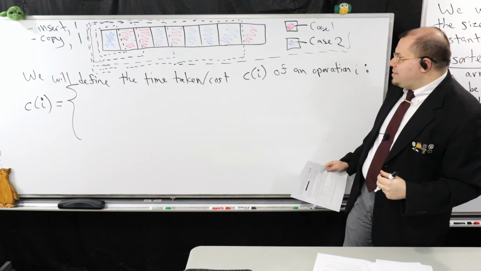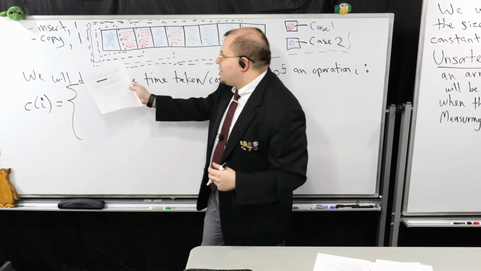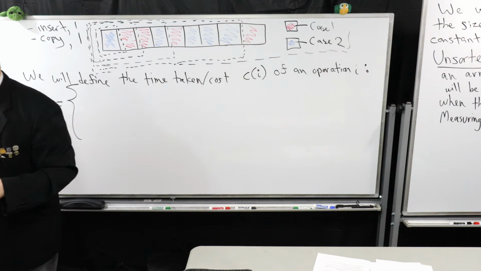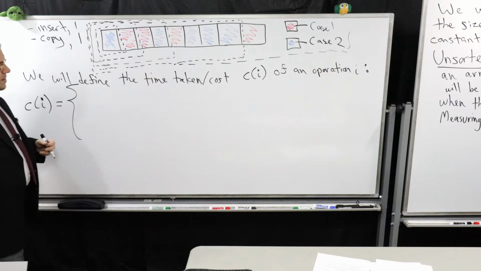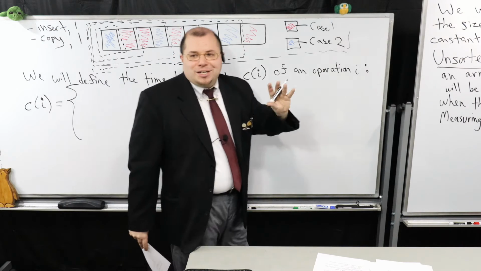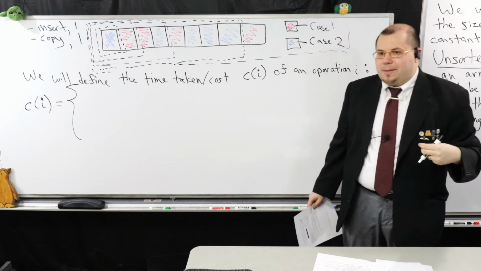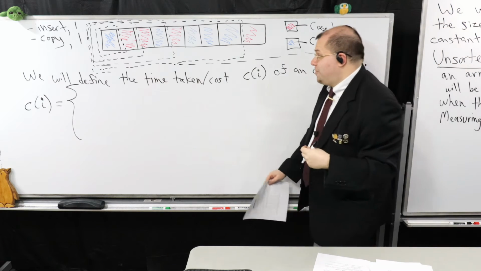So are we okay with this so far, that I've assigned the cost of inserts and copies to be 1 each? They shouldn't appear like magic numbers. They're just me using the time complexity idea that we've been talking about previously. That's where they come from.